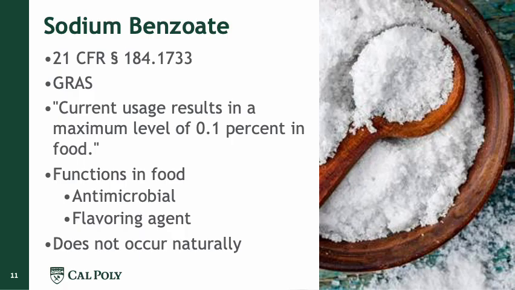The other one is sodium benzoate, and this is a very widely used preservative. It is GRAS, with a maximum level of 0.1% in food, so it's a very low percentage, and it functions as an antimicrobial and a flavor agent, and it does not occur naturally. So it has to be chemically produced, and it's very widely used in many types of food, like beverages, and normally it's used against bacteria.